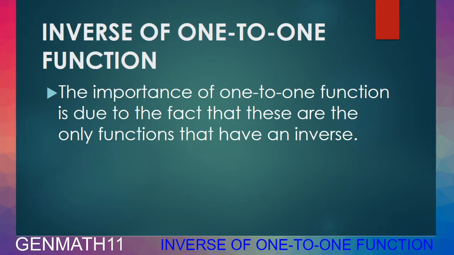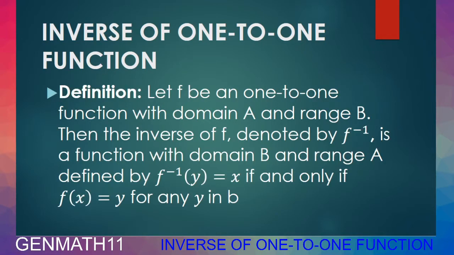So next, definition: let f be a one-to-one function with domain A and range B. Then the inverse of f, denoted by f with negative 1 sa taas, ang basa dyan ay inverse of f, is a function with domain B and range A defined by inverse of f of y equals x if and only if f of x equals y for any y in B. So ang ibig sabihin lang ng definition na binigay dyan, kunwari mayroon tayong original function.